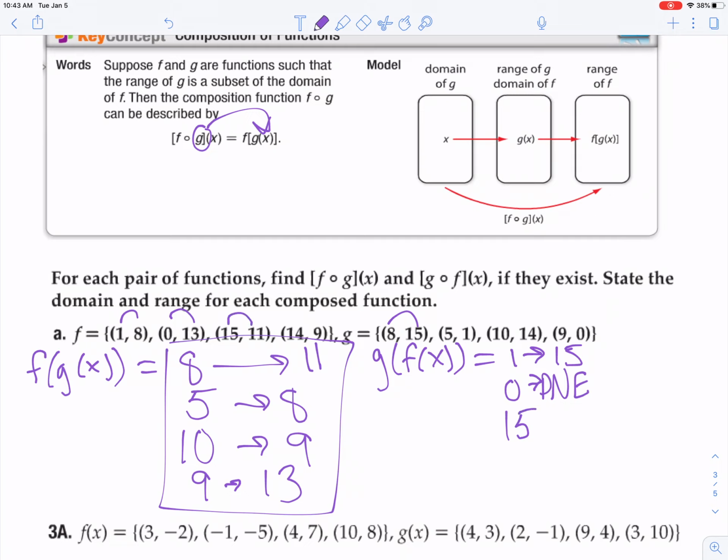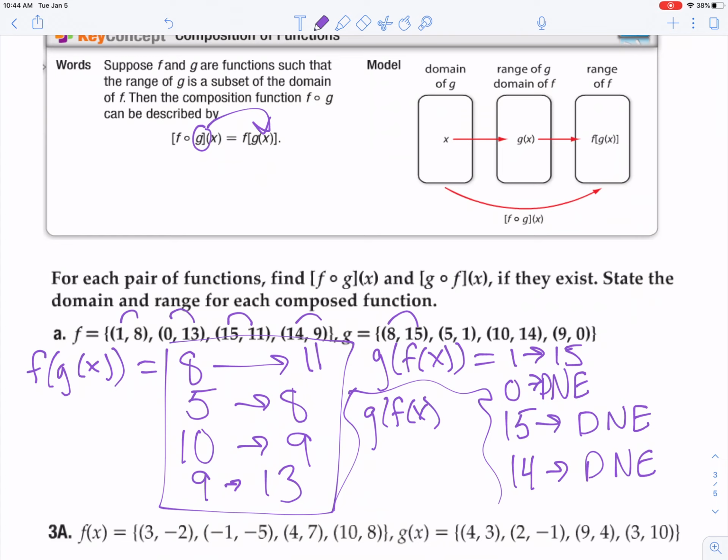Fifteen goes to 11. 11 does not exist. 14 goes to 9. Now it's a little tricky here, because I see that there's a 14 here, but it's in the y position. You're only allowed to pull from the x positions. So there's no 14, so it does not exist. So really, the answer for this part is g of f of x equals 1 turning into 15. You don't have to write those does not exist.